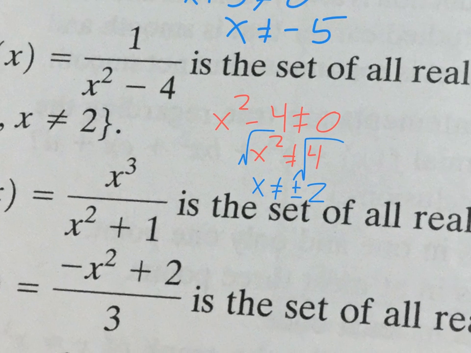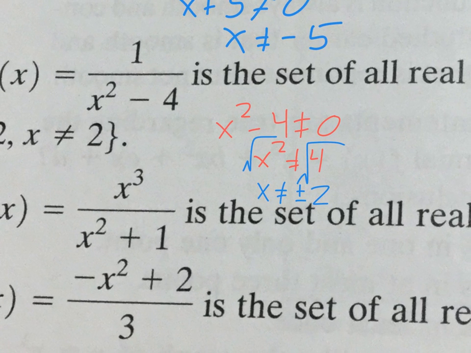Okay? The next one, x to the third over x squared plus 1. So again, I would say the denominator cannot be equal to 0. I move the 1 over, it becomes negative. So it says x squared cannot be negative 1. Now watch this. Square root, square root. What do I have now? I've got x cannot be equal to a negative underneath the radical. So what's that going to be? That's going to be an imaginary number, right?